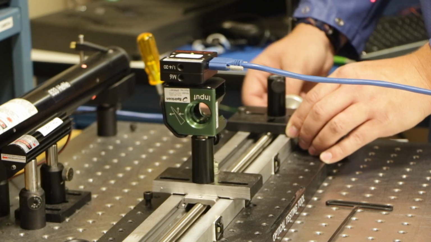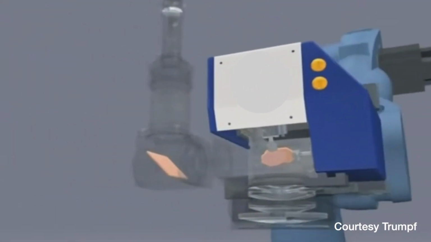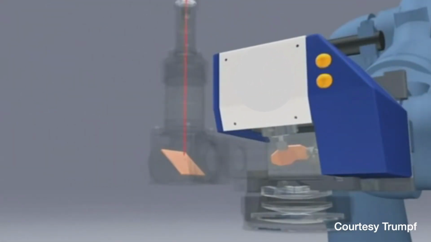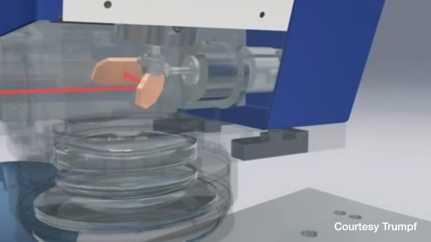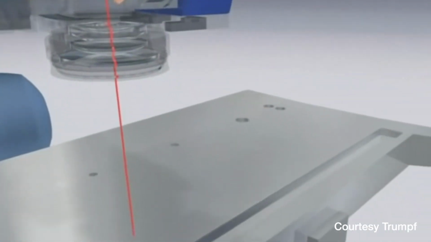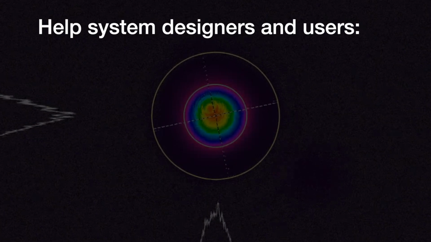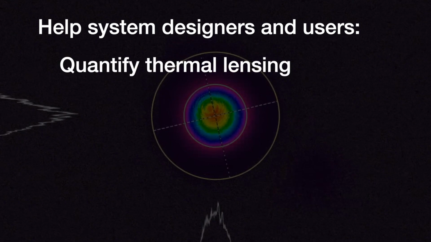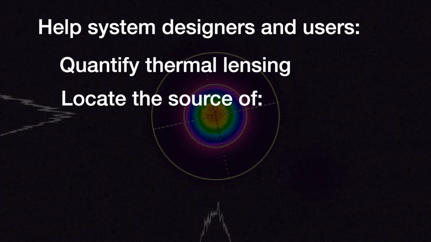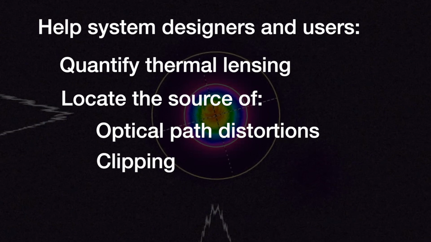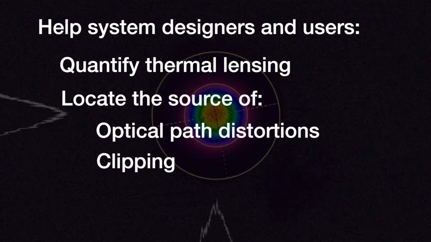By knowing the exact measurement location, laser system designers and users can make precise measurements at known distances from work surfaces, focusing optics, and other optical devices. This can help systems designers and users to better quantify thermal lensing. It can also indicate where optical path distortions, clipping, and other issues emanate.